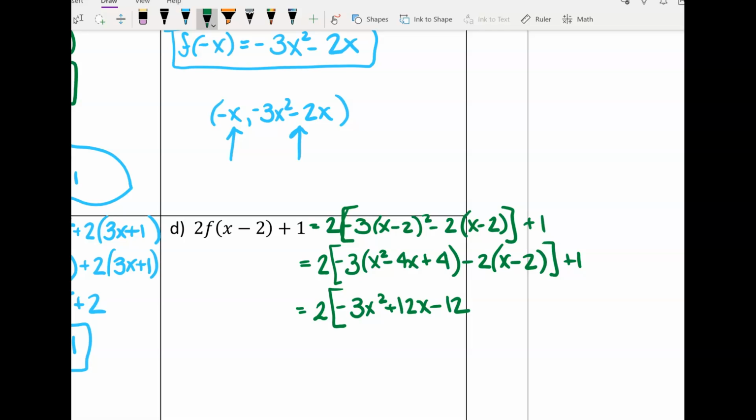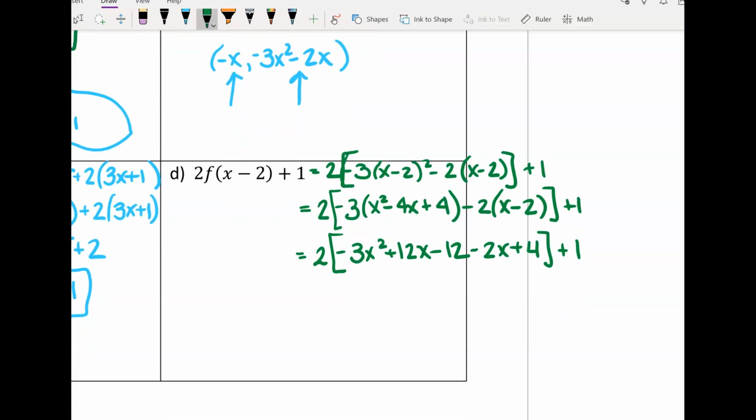I know I've said that a million times. Why? Because I mean it. It's a negative 2, not just a 2. So we get negative 2x plus 4. And the 1's on the outside. I'm not doing anything with that 2 on the outside yet because I need to simplify inside my brackets. So the quadratic term doesn't have like terms. The linear terms, which is 12x and negative 2x, leaves us with a positive 10x. And the constants, negative 12 and positive 4, leaves us with negative 8, plus 1 on the outside.